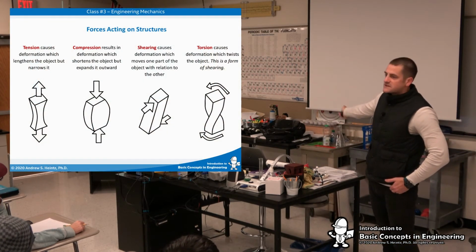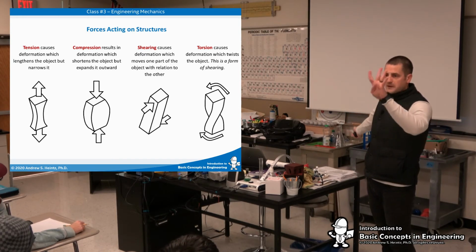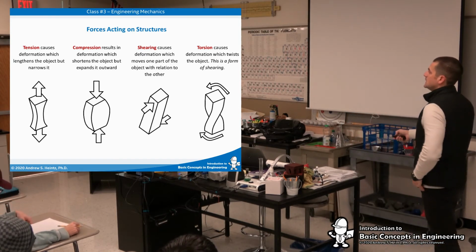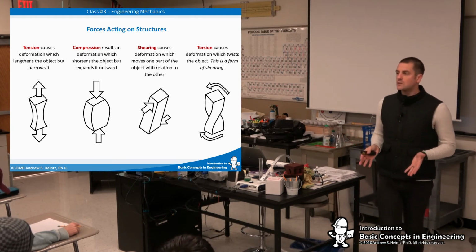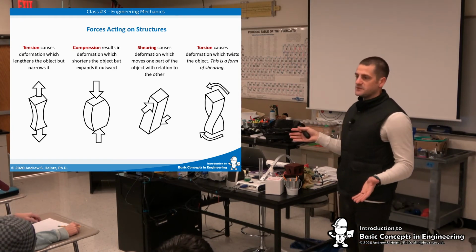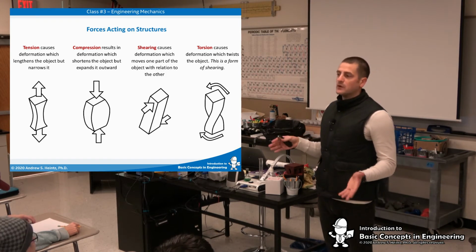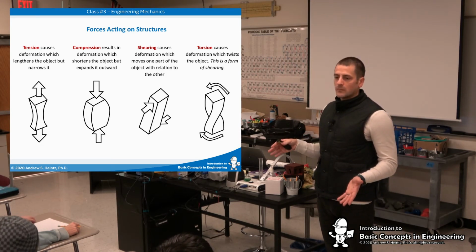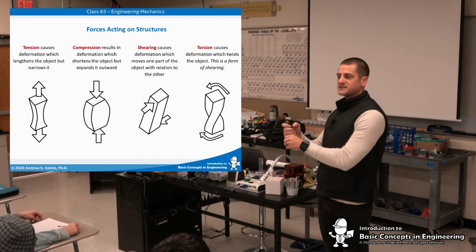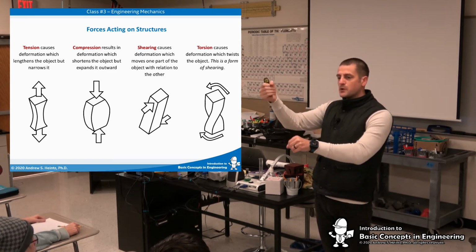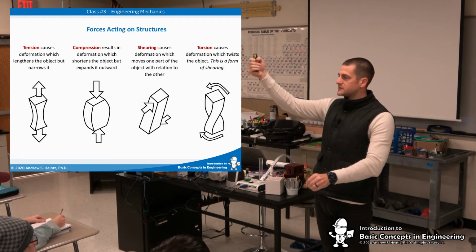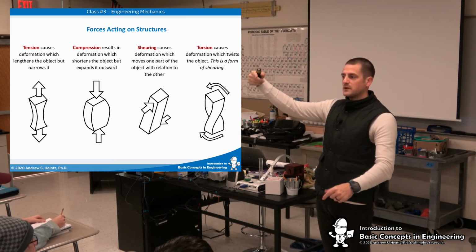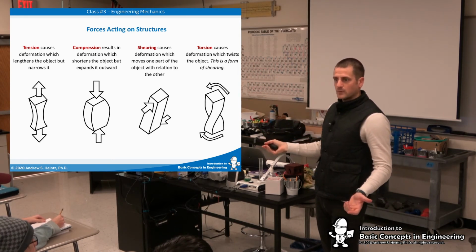These are the forces that act on a structure. There are 4 basic types of forces. Tension, the first one, is deformation which lengthens an object and narrows it. It'd be like taking silly putty and pulling on it. What happens? If you pull it slowly, it'll stretch, get super thin in the middle, and eventually it'll pop under its own weight, right?